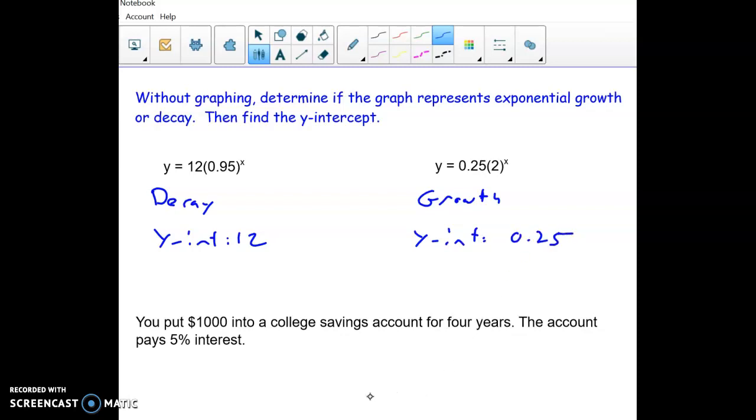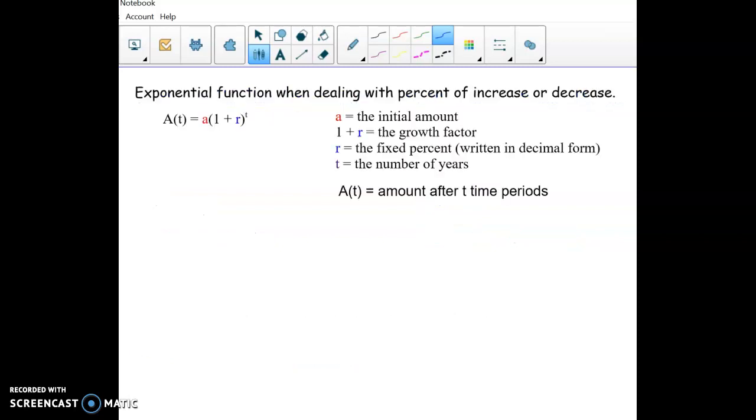All right, and then the final thing we're going to do today is start to talk about savings accounts and interest accounts. This one would be an example of growth. If you get paid extra interest, like 5% interest, you're going to grow. So you're going to start with 1,000 and then gain 5% each year. So that's an example of growth, and that's the last type of problem we have for today's lesson.